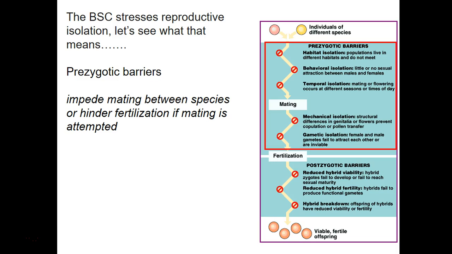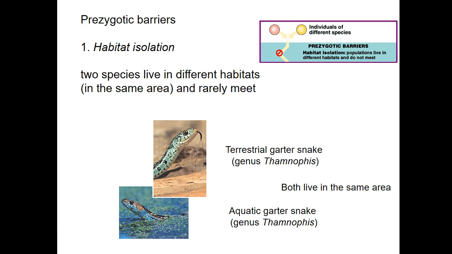The second category is post-zygotic barriers, and these are barriers to reproduction after fertilization has occurred. So I'm going to give you a few examples of each, starting with pre-zygotic barriers. So one of them is habitat isolation. If you live in different habitats and rarely meet, you're not going to be mating.